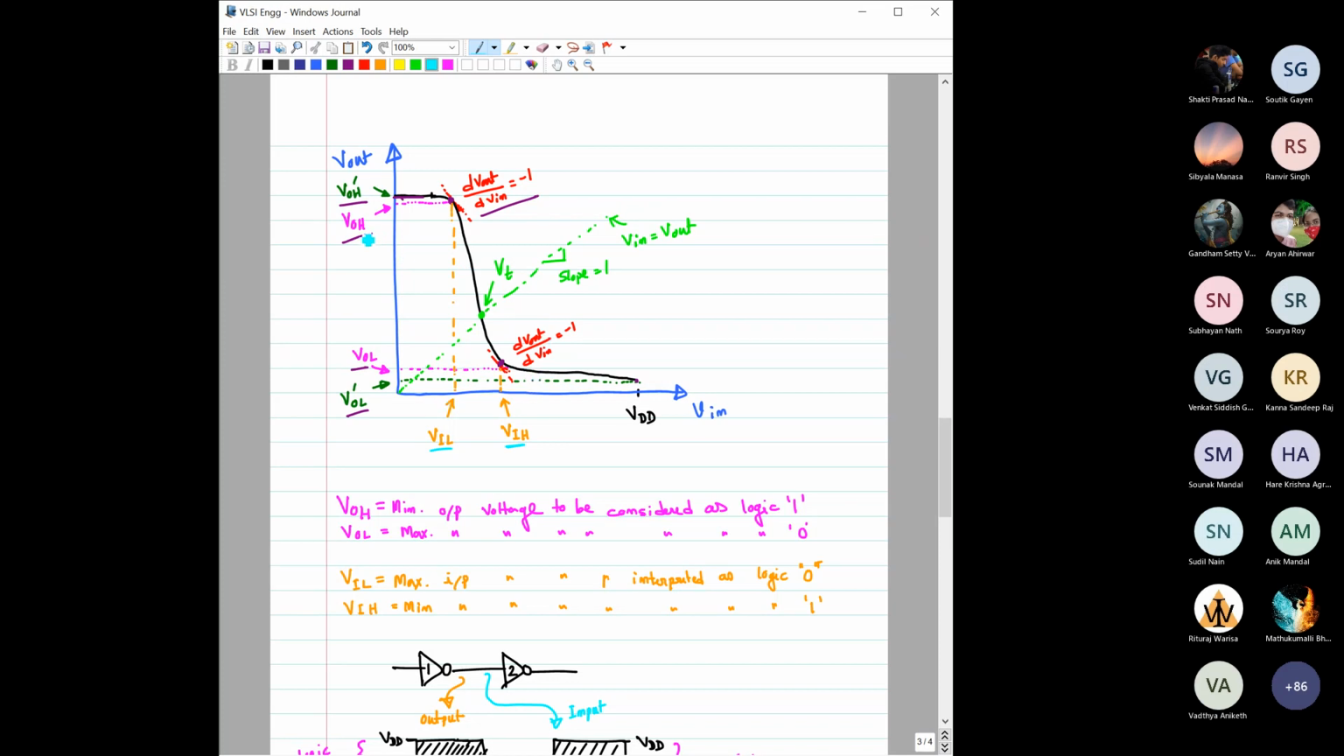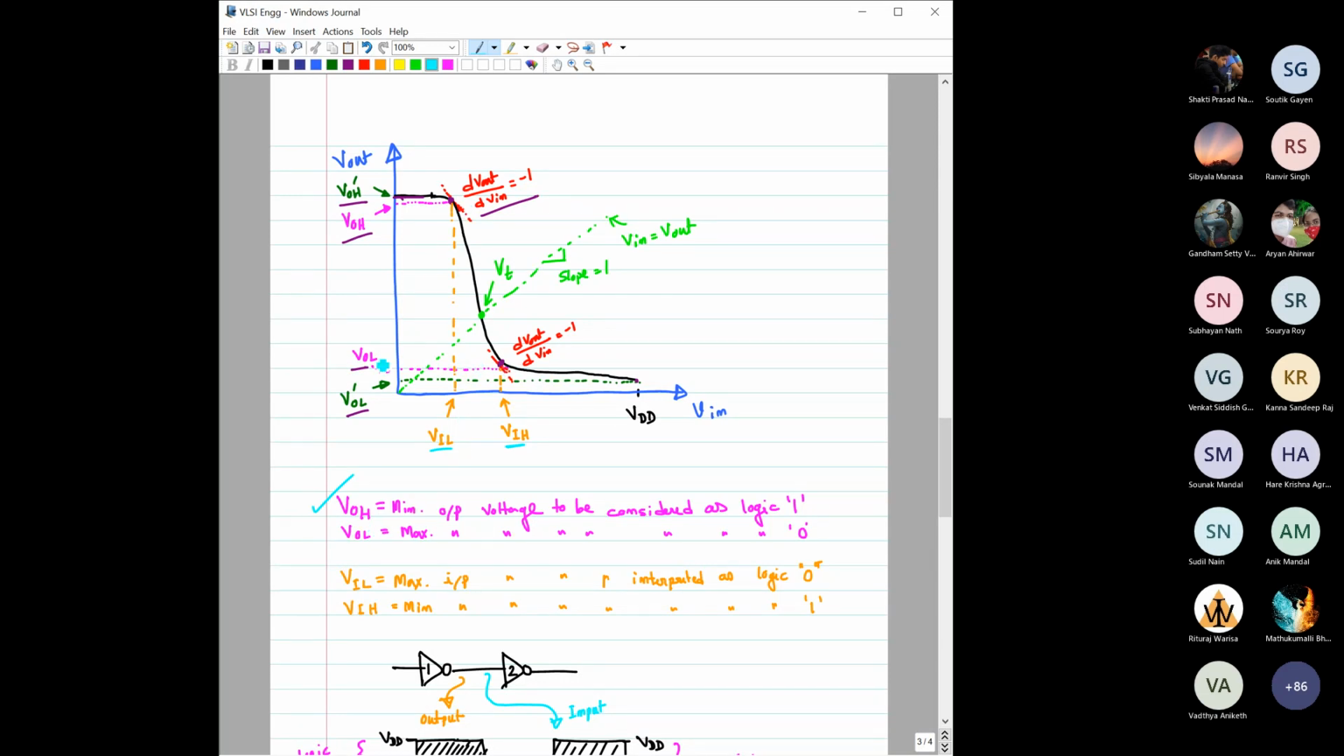Now, let us discuss each and every point one by one. What is VOH? What is VIL? VIL is, as of now, defined in terms of a point: the input voltage for which the slope of this VTC would be equal to -1.